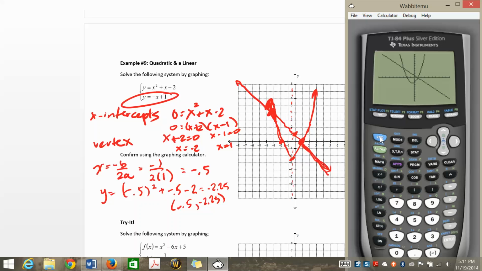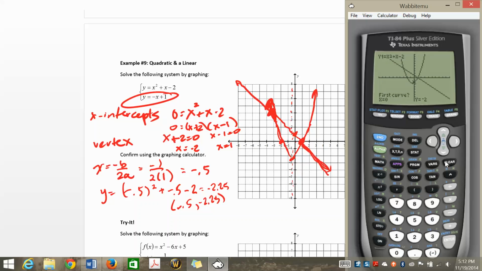The calculator will also give them to you directly if you'd like. Notice that there's this blue calc here. That means it'll do calculations based on the graphs that you're doing. So if you hit second and then the trace button, it brings up the calculating menu. I'd like it to figure out where my intersection points are, so I can type intersect.